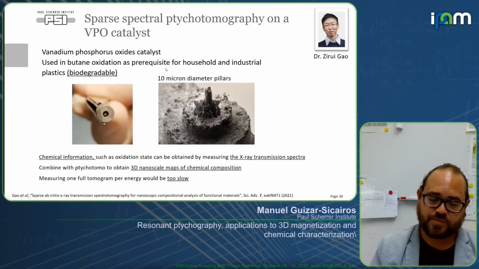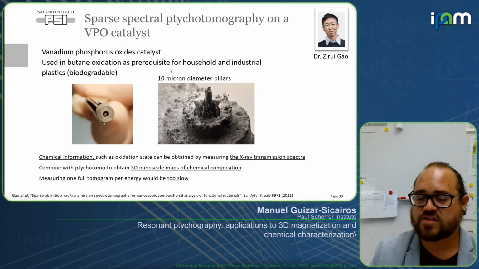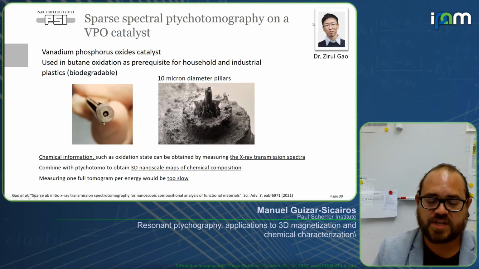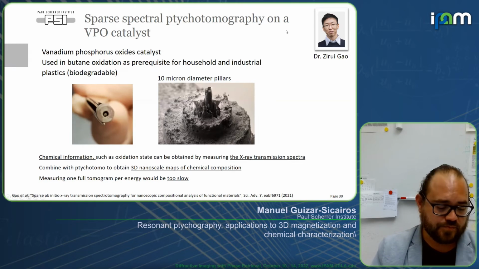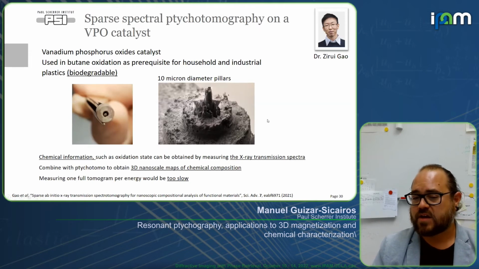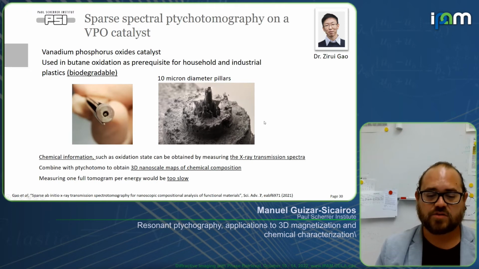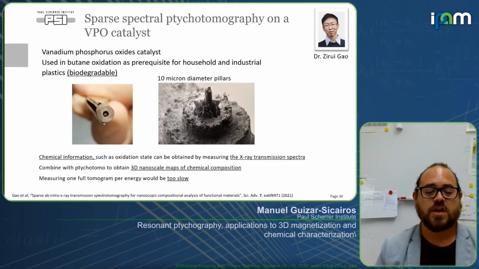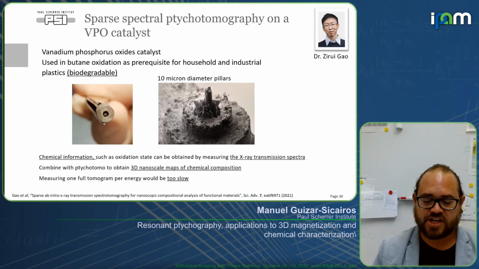We had a sample that was pristine and a sample that was used in an industrial reactor for 4 years. These are what the samples look like, 10 micron pillars, and this was the work of a PhD student in the group, Sirui Gao, who graduated this year. We wanted to get these 3D nanoscale maps of chemical composition to understand how this catalyst, for our collaborators who are the energy experts, which I am not, is changing chemically.